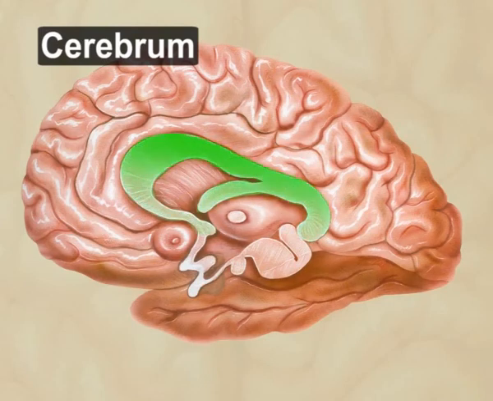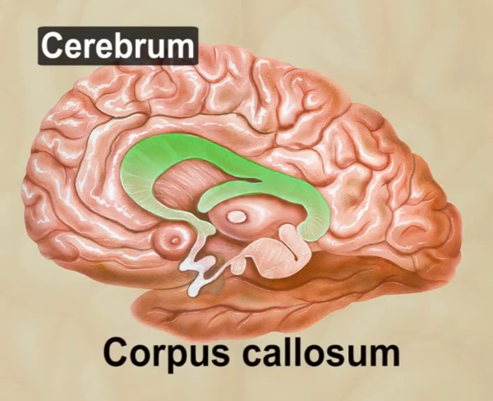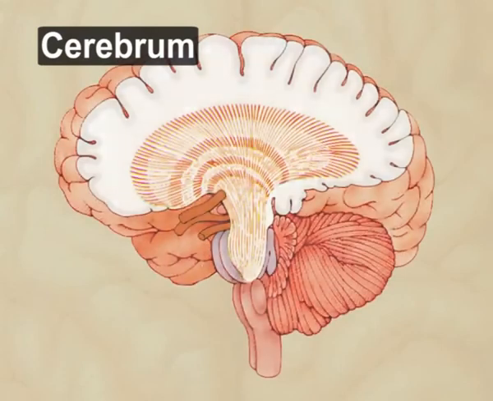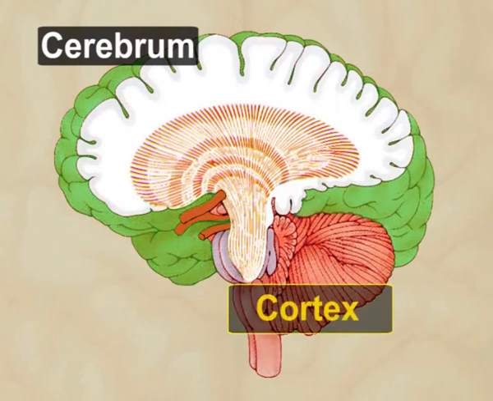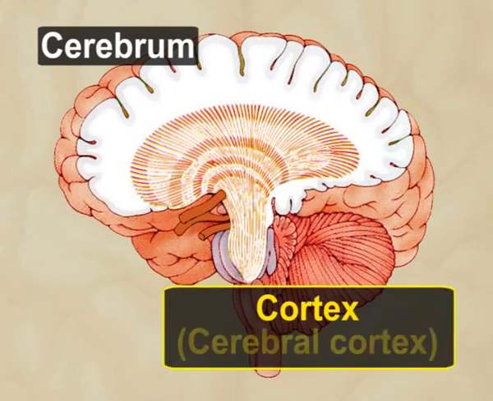The two hemispheres are connected by a bundle of nerve fibers called corpus callosum. The hemispheres also consist of an inner core called the white matter and a wrinkled outer layer called cortex. The layer of cells which covers the cerebral hemisphere is highly wrinkled and is called cerebral cortex.